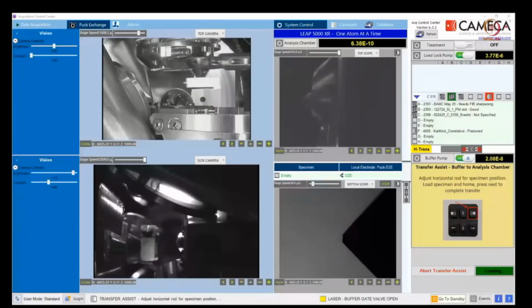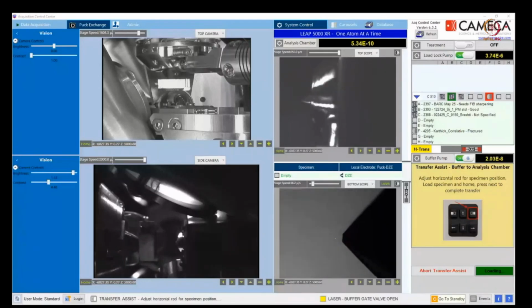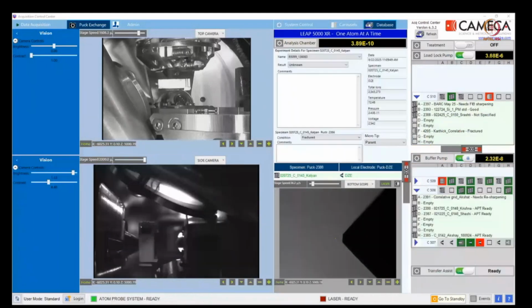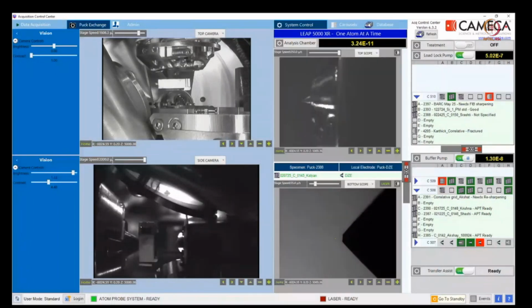What we are seeing now is the loading of the puck into the analysis chamber, from the cameras fitted inside the analysis chamber. Now we are done with the loading of the samples into the APT. Now what we see from now is the acquisition part of the data.